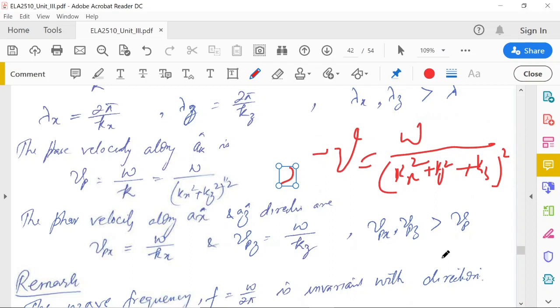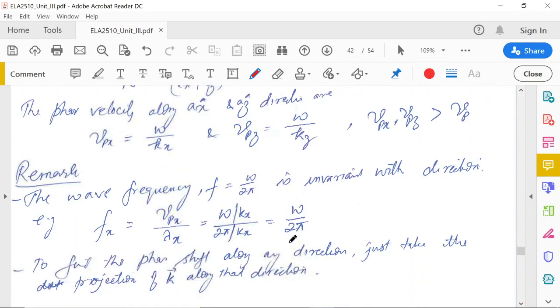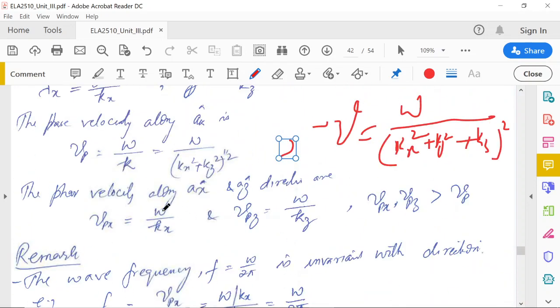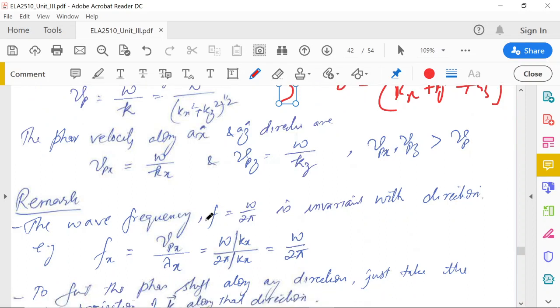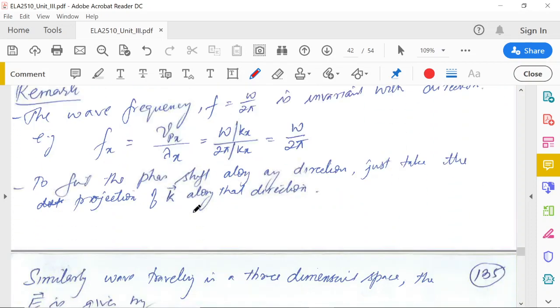And these phase velocities will be, because this kx will be, I think you can see, because lambda x is larger, so omega over lambda will be smaller. No, no, no, this is correct. Vpx and Vpz are greater than the phase velocity Vp here. Okay, we'll see it later.